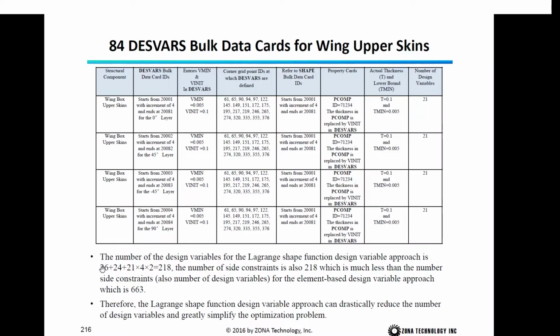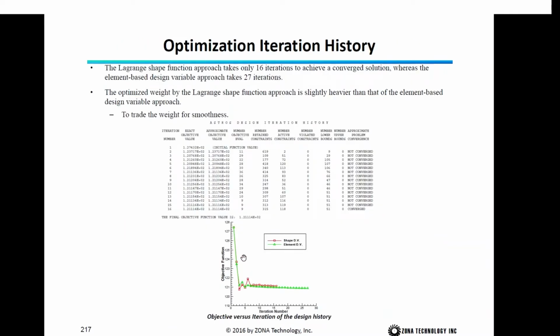So in total, we have 26 for the rib, 24 for the spars, and we have 21 times 4 times 2. 2 is 1 for upper, 1 for lower skin. 4 is 4 layers. 21 is the 21 DESVAR S for each layer. So the total number of design variables is 218. The element-based design variable is 663. So for the Lagrange shape function design variable approach, it usually is much less than the element-based design variable, and so it can drastically reduce the number of design variables and greatly simplify the optimization problem. If we use the shape function approach, it takes only 16 iterations to get a converged solution.